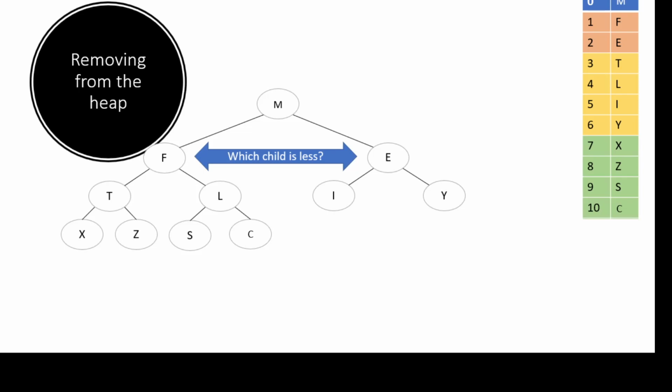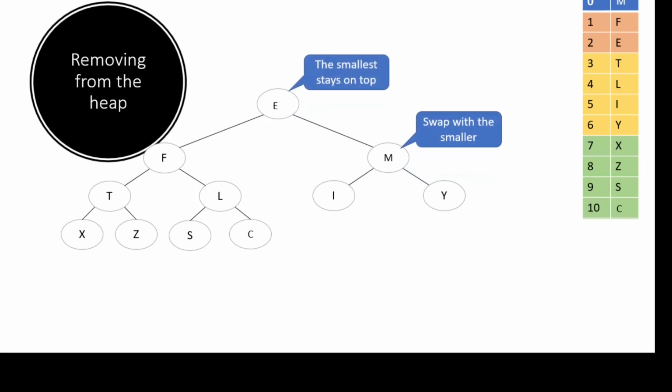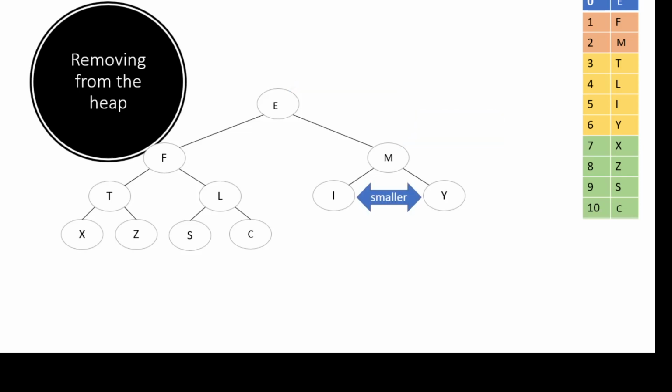So if I move F up, F is less than E. That doesn't make any sense. But I know one of the two of my children are the lowest out there. So I have to compare them and see which one's less. So it was E, and so I swap it with the smaller of the two children. And so E goes up to the top, smallest stays on top, M moves down, and I do the process again. So which one is smaller?